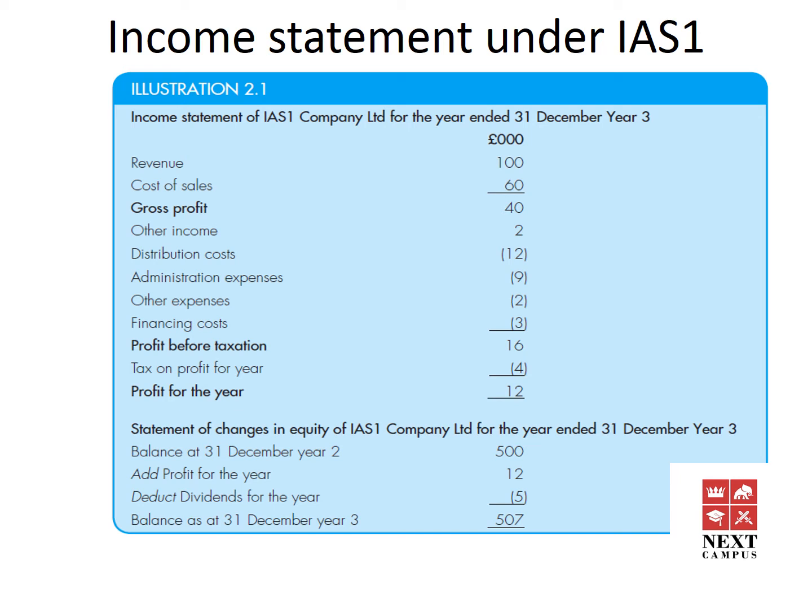Very simple. And the statement of changes in equity, if there is a balance of equity of 500,000, that profit for the year 12,000 in the figure in the particular income statement will be added. Because of the profit, the owner's equity, owner's capital will go up by 12,000, and minus dividends. If you have declared dividends, equity will go down. Then final statement of changes in equity balance is 507,000. It's a very simple example that we have done.